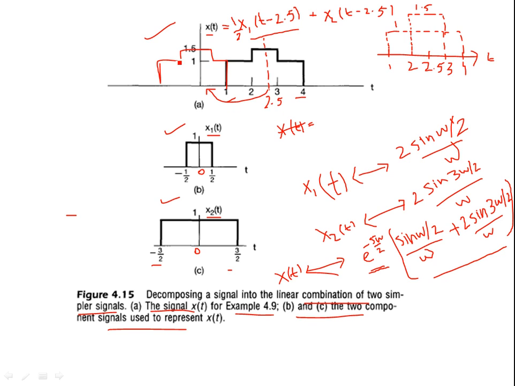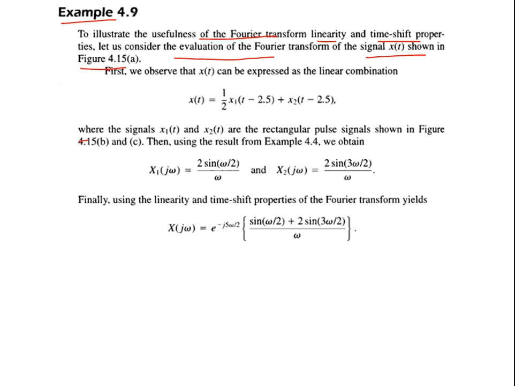But since the whole waveform has shifted to 2.5 from the origin, we have to consider this separately for the two signals, since we bifurcated x(t) into two signals, decomposed it. So that's the difference. Okay. That's how this example showed the utility of these two properties, linearity and time shift.